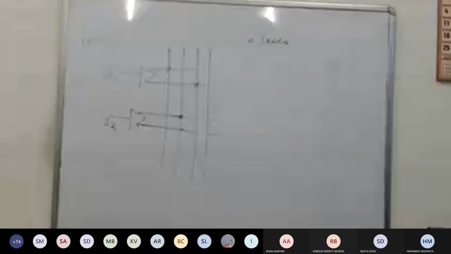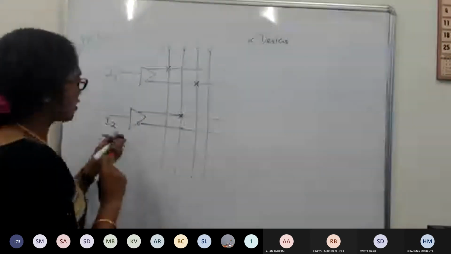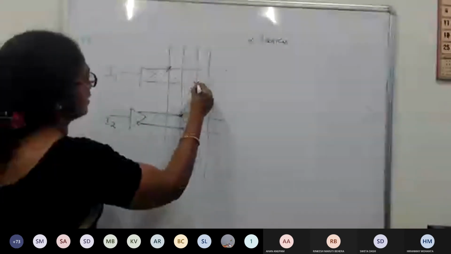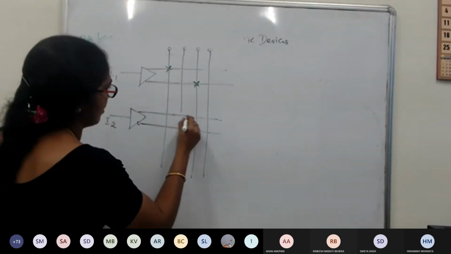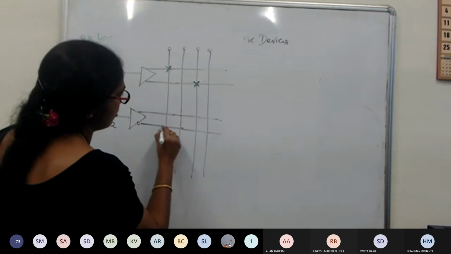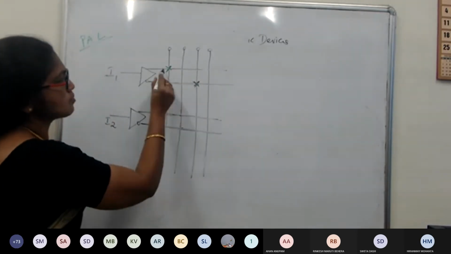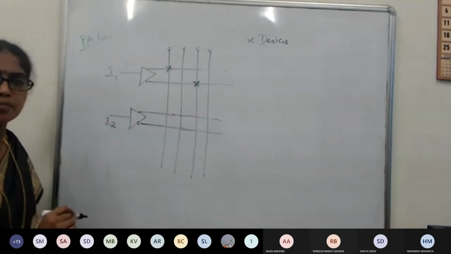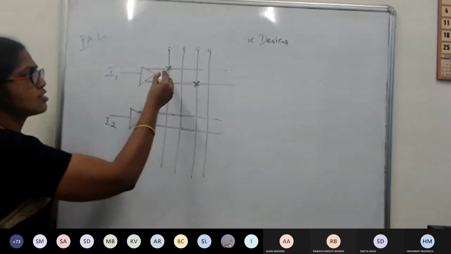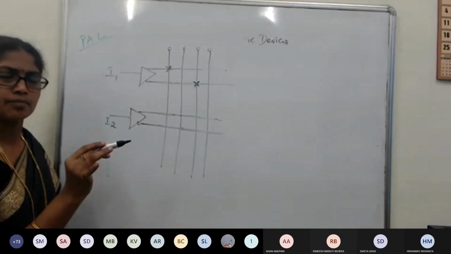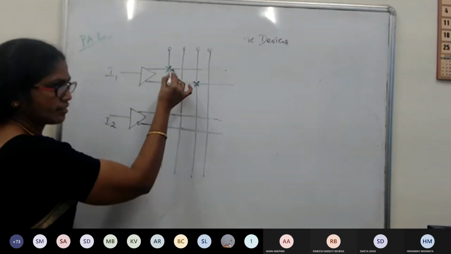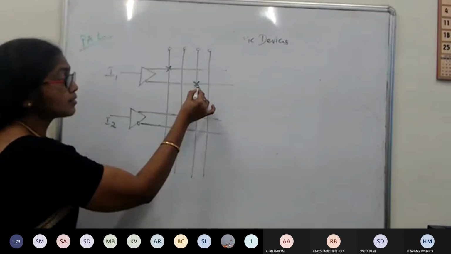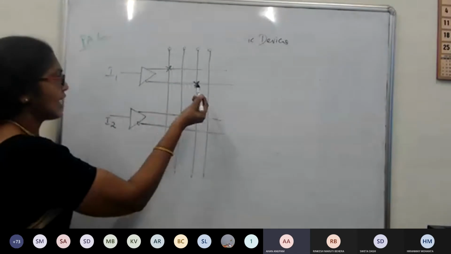Check on the board. If I make a cross like this here, okay, this one I'm not doing right now. Just a minute, normal line. What does this cross mean? These switches are used, no? This cross indicates a switch or not? Yes, ma'am. So now from this switch, what is coming? I1. From this switch, what is coming? I1 dash.